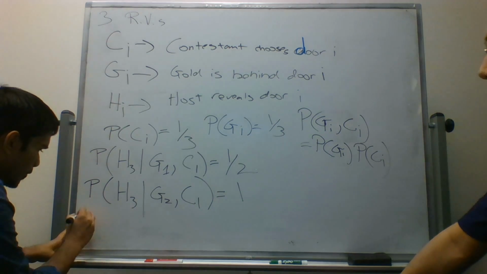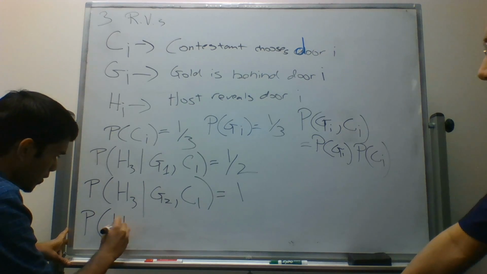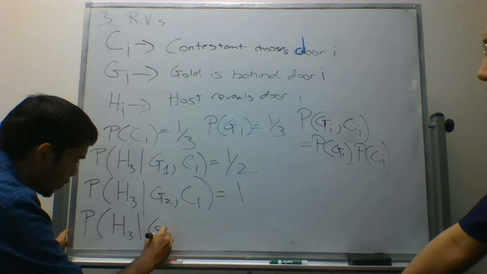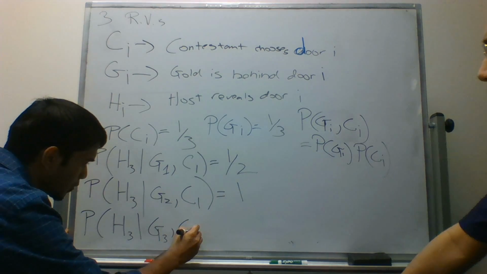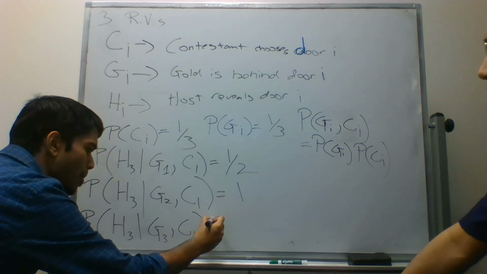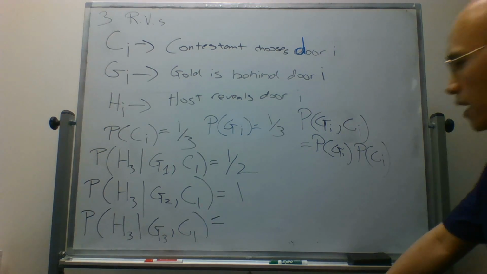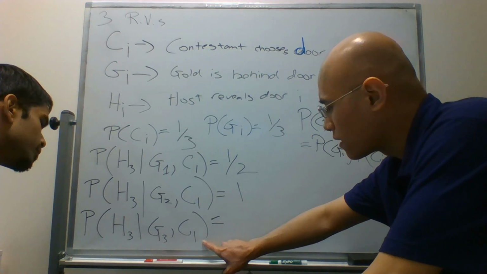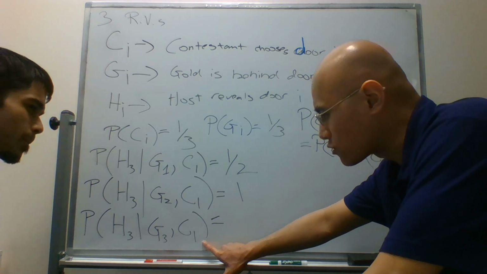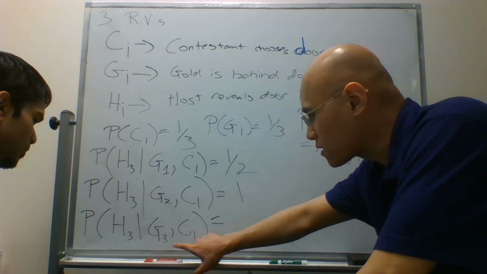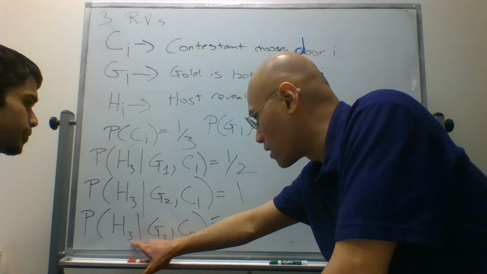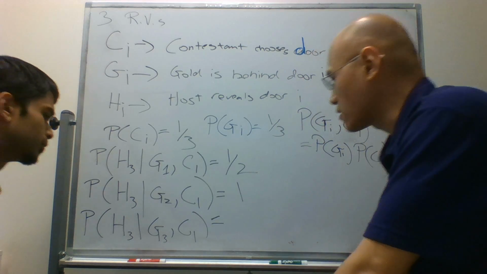Now, what is the probability of the host choosing door 3, given that the gold is behind door 3 and we chose door 1? The contestant chose door number 1, and the host has to open a door that shows trash. But since the gold is behind door number 3, the host can't open door number 3. So this probability has to be 0.